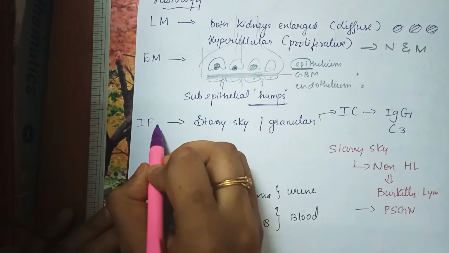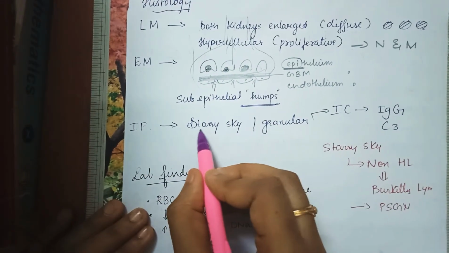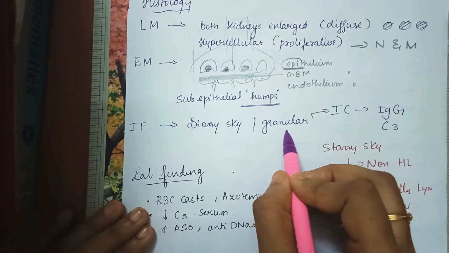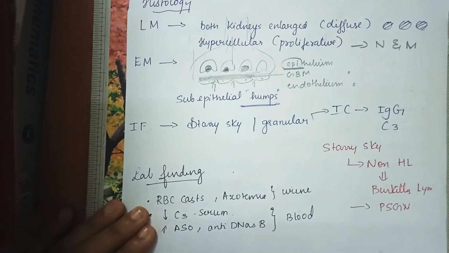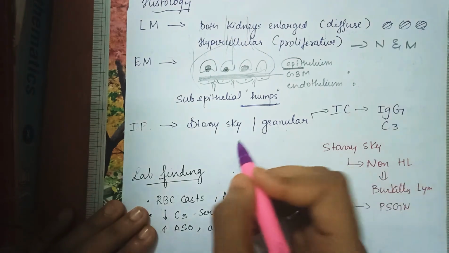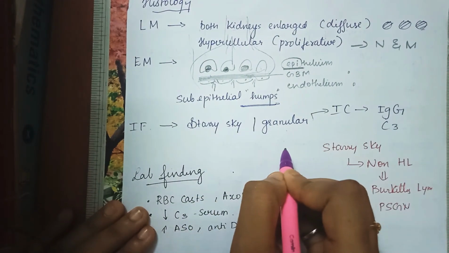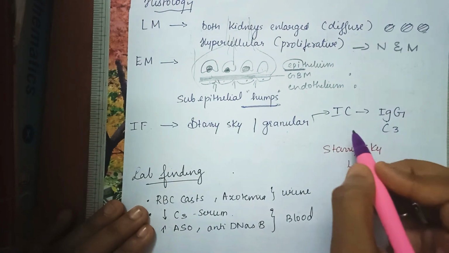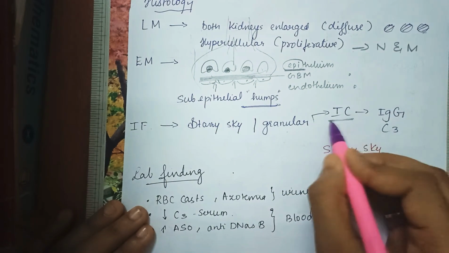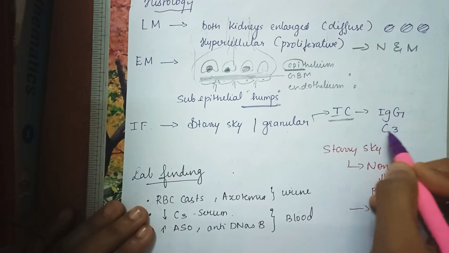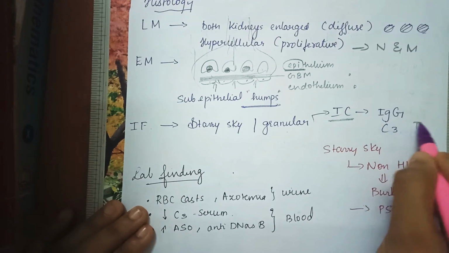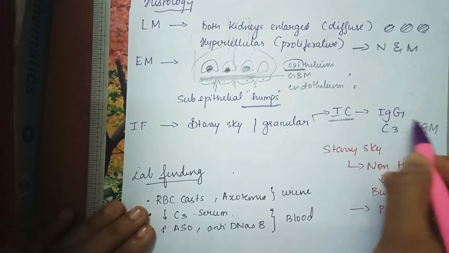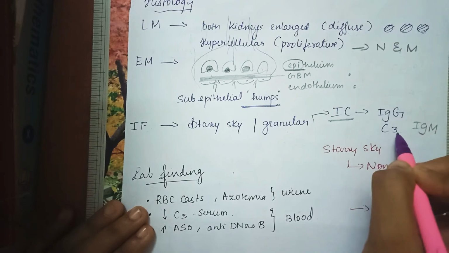Again, coming to immunofluorescence, what we can see is a starry sky pattern or granular appearance. This immune complex is not present equally. It is present in a few regions and absent in a few. Therefore it gives the appearance of twinkling stars. So basically, the immune complex is made up of IgG and C3. The main thing, even IgM is also present, but the main ones are immunoglobulin G and C3.